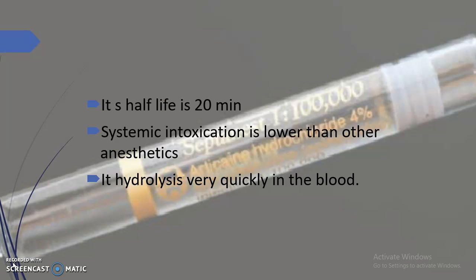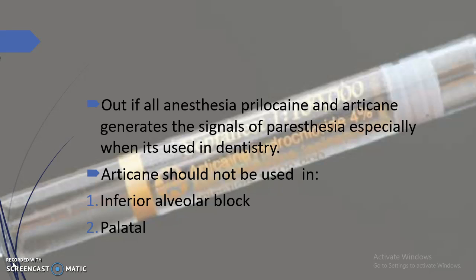Since articaine is hydrolyzed very quickly in the blood, the risk of systemic intoxication seems to be lower than with other anesthetics, especially if repeated injection is performed. Out of all anesthetics, prilocaine and articaine generate signals of paresthesia, especially when used in dentistry. Articaine should not be used in inferior alveolar block, or should not be given palatally.